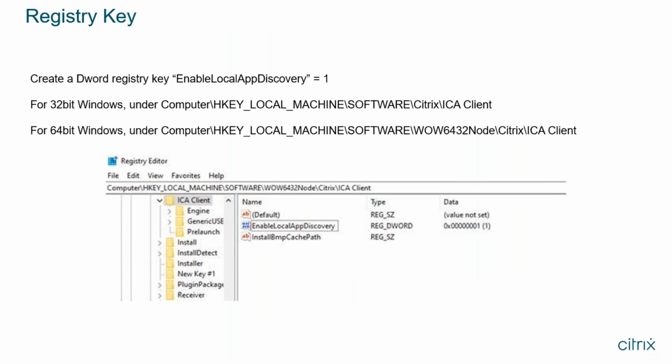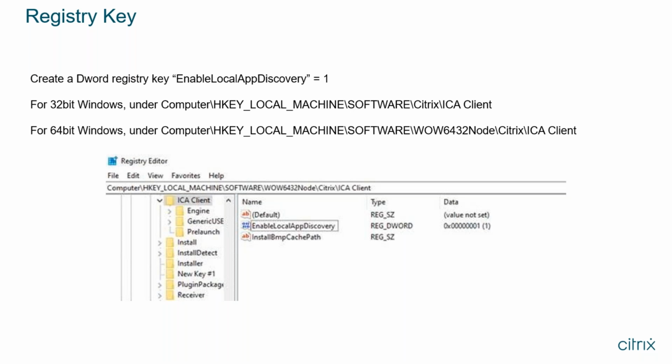So let's look at how we configure this. Firstly, we need to configure a registry key and push that out to those physical client machines. Obviously, this is probably going to be in the context of a managed machine, something that the business owns rather than a bring your own device.